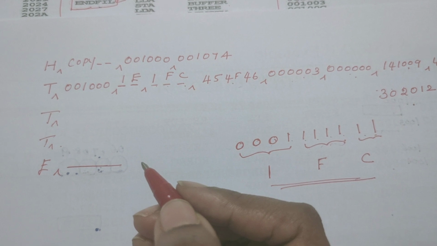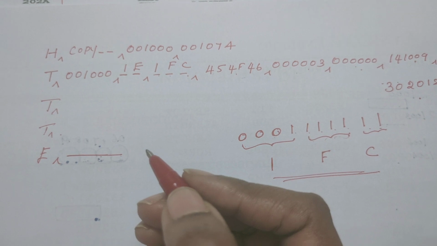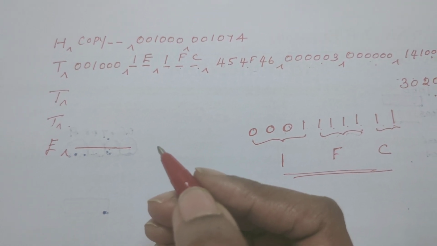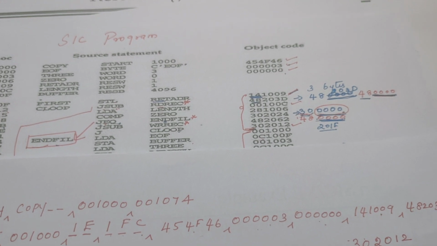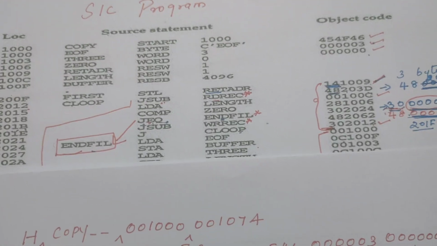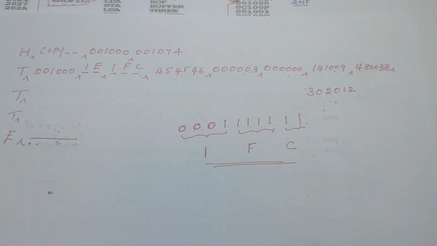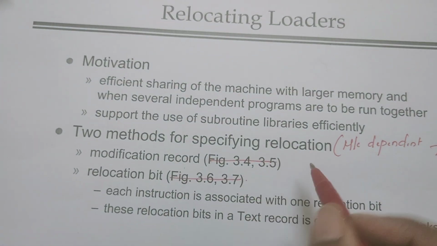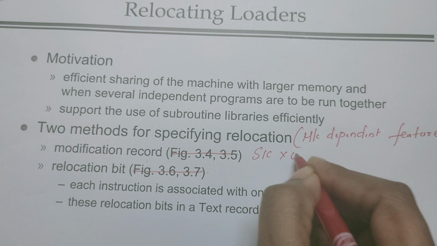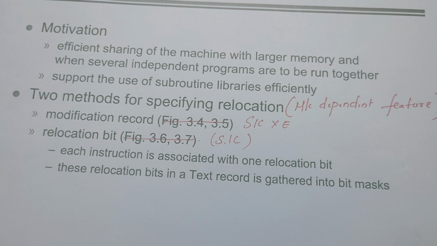I hope you have understood. Once again, I want to remind you that relocation is one of the machine dependent features. For SIC/XE, there is not much relocation impact on the object codes, whereas with respect to a SIC program, every other instruction is getting impacted because of relocation. That is why for SIC/XE, we go for the modification record concept, and we go for the relocation bit concept for SIC architecture. Thank you.